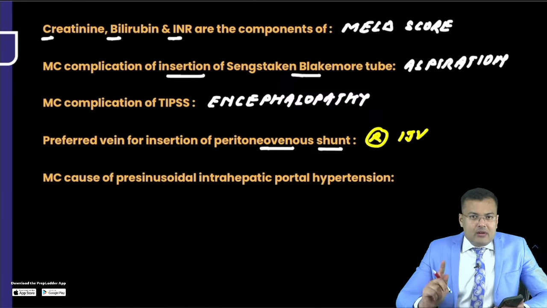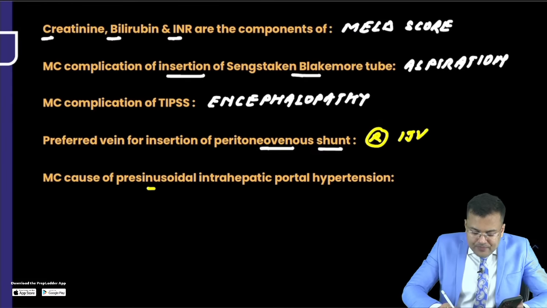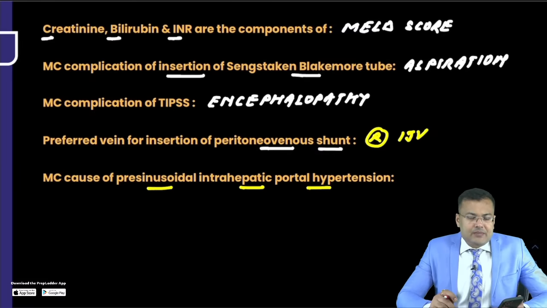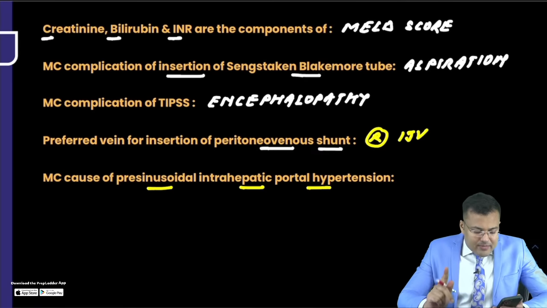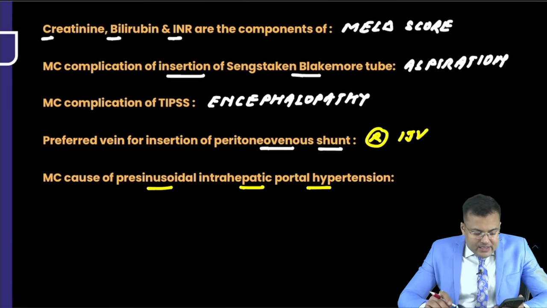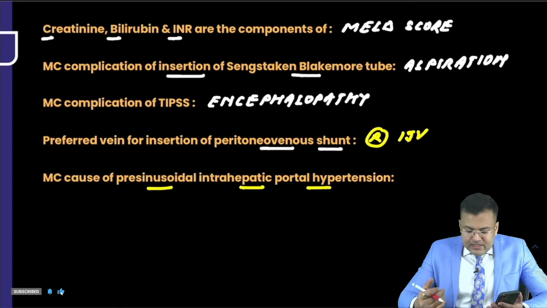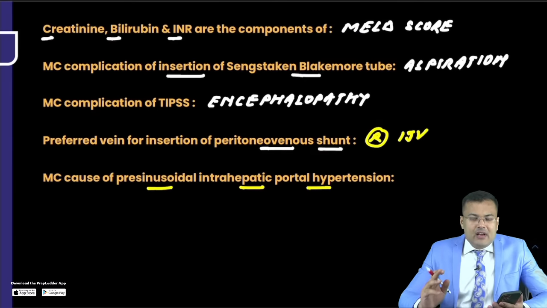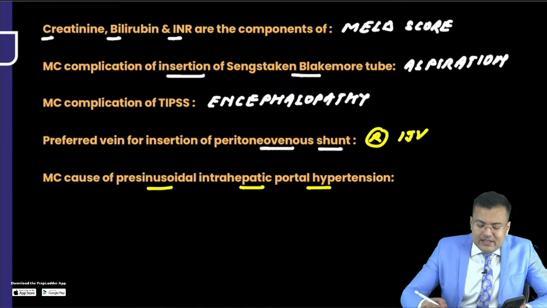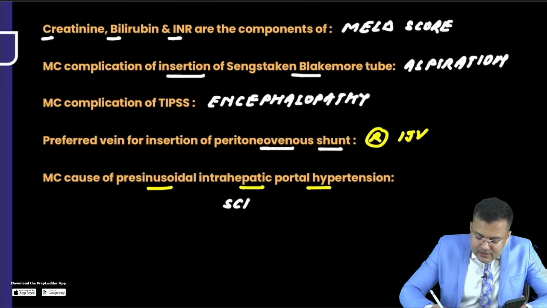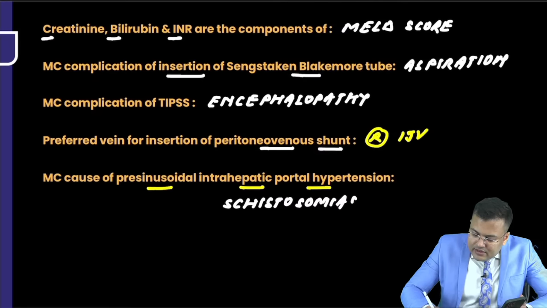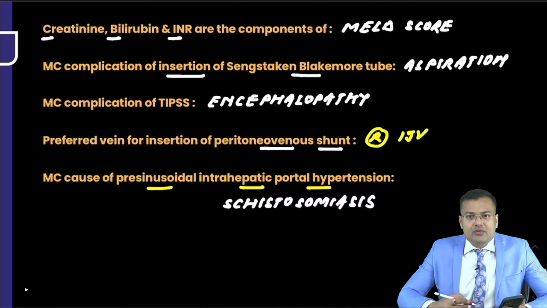Another question: most common cause of pre-sinusoidal intrahepatic portal hypertension. Yes, it is not biliary atresia. Deepak Sahu, Ankit Gujjar, Jiten Yadav, correct. And guys, this is a frequently asked question in medicine also. It is schistosomiasis. Clear?